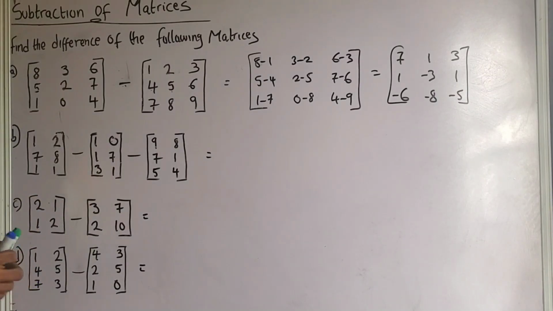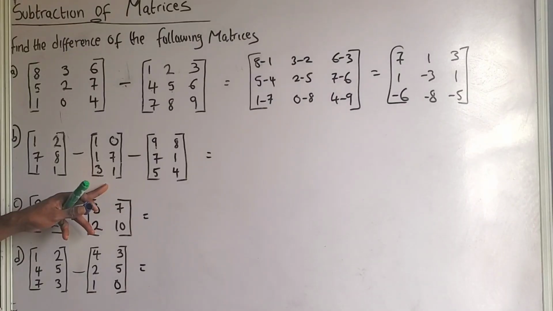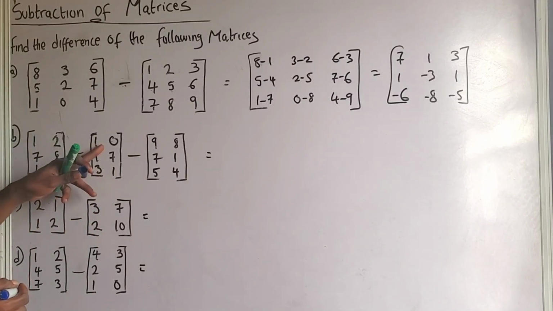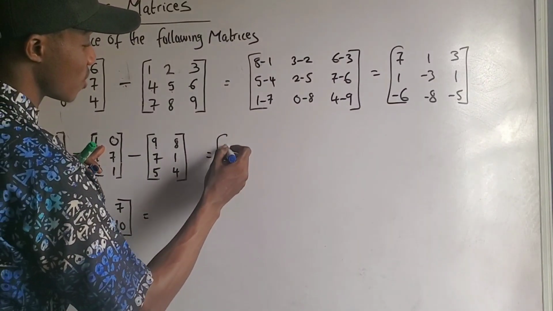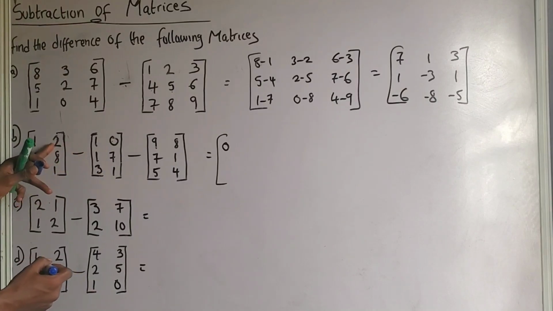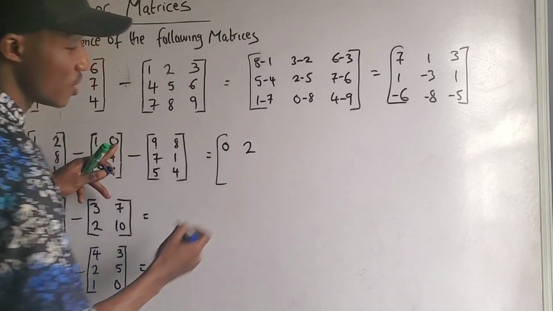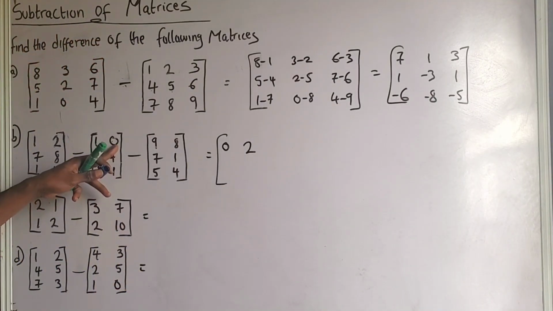The second question, you can do it directly and you can also do it step by step. Are you getting it? So let's do it step by step. Let's first take the difference between this matrix and this matrix. Are you getting it? So 1 minus 1, that is what? 0. Okay, so I'm going to have 0 here. 2 minus 0, that is what? 2. Do you know what I'm doing?